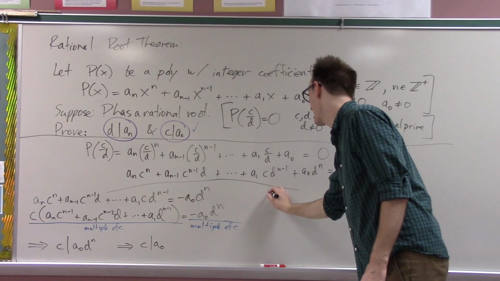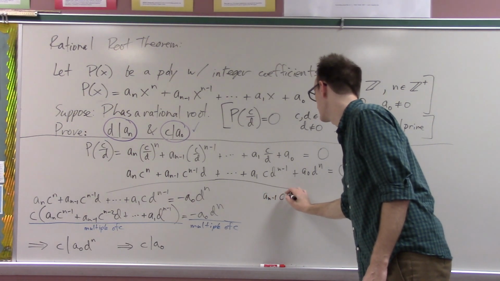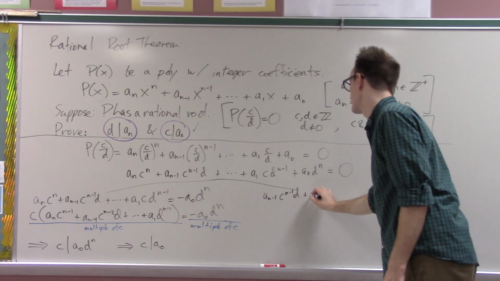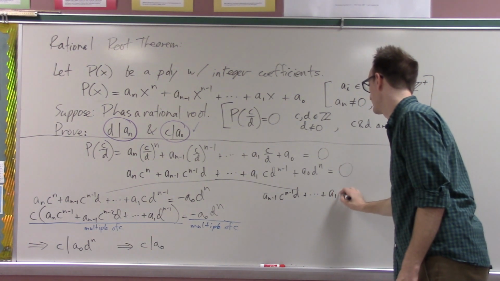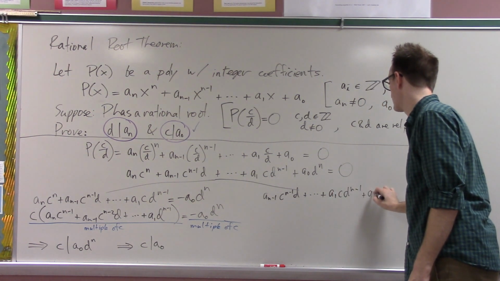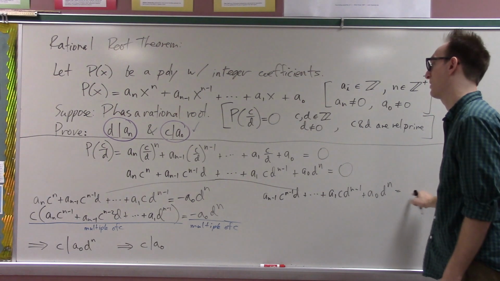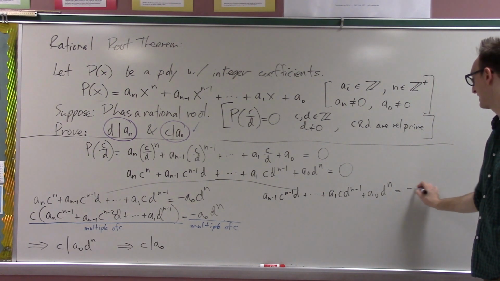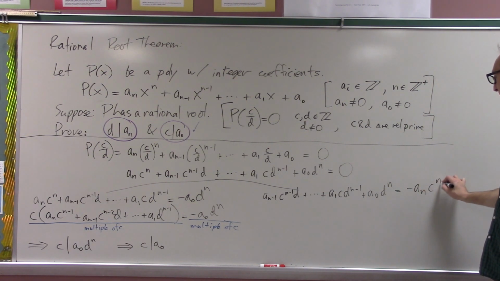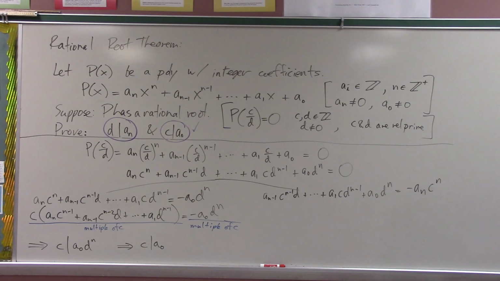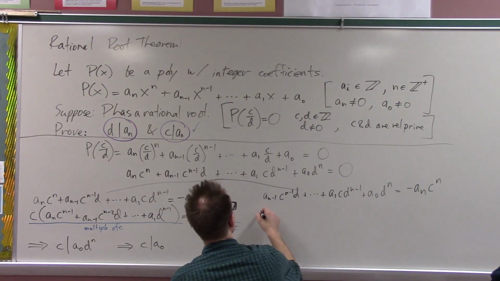Exactly. So we get A sub n minus 1 C to the n minus 1 D, plus dot dot dot, A sub 1 C D to the n minus 1 plus A sub 0 D to the n. And then on the right-hand side I'm going to have negative A sub n C to the n. So I just moved that first term over to the other side, like I was told to do. Now what? Class, now what? Same thing, divide by D. Factor out a D from the left-hand side.